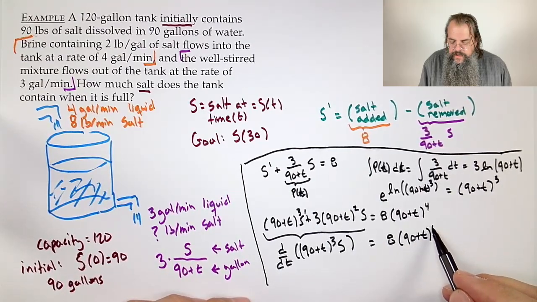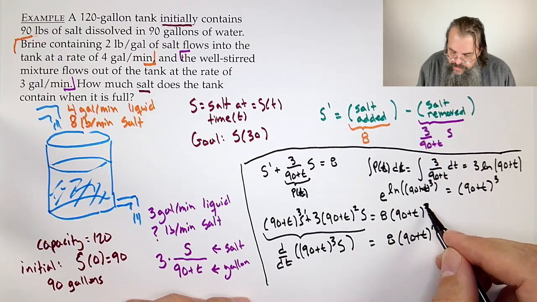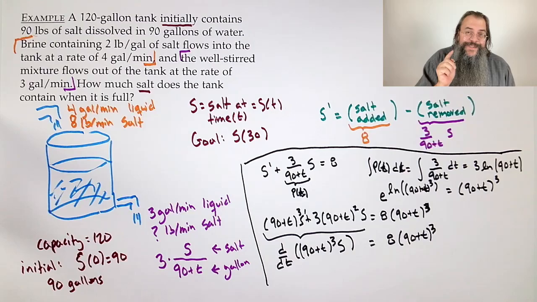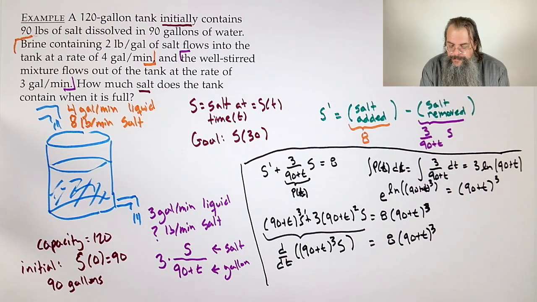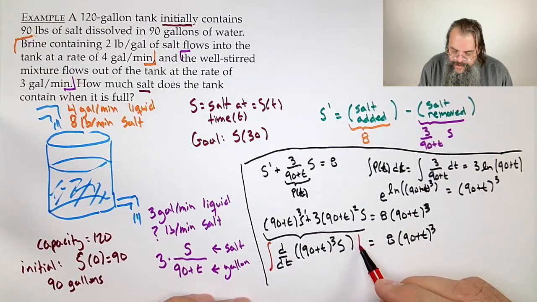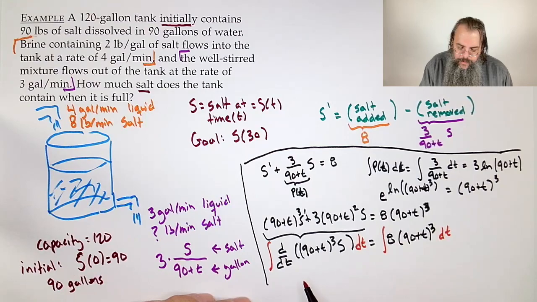And from here, oh, why did I put to the 4th? It should just be to the cubed. I'm anticipating the next step, but that's dangerous to do. Slow down, slow down. We have plenty of time. Let's not make mistakes, because we want not just an answer, we want the right answer. All right, well, integrate both sides. And what will we get?